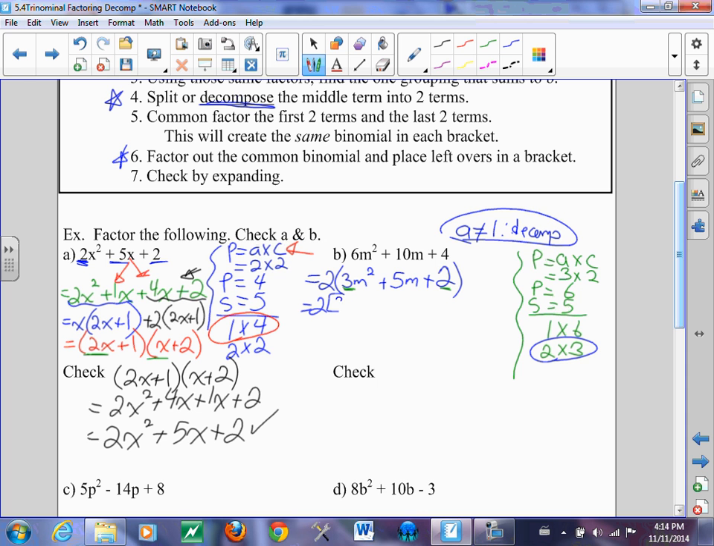Okay, so I'm going to go 3m squared. Then we're going to split the middle term into plus 2m plus 3m and plus 2. All right. Now, ladies and gentlemen, I leave the 2 out front. That's why you need these big brackets. Now I'm going to say, hey, what's common in the first two terms? I see an m. So what's left over is 3m plus 1.